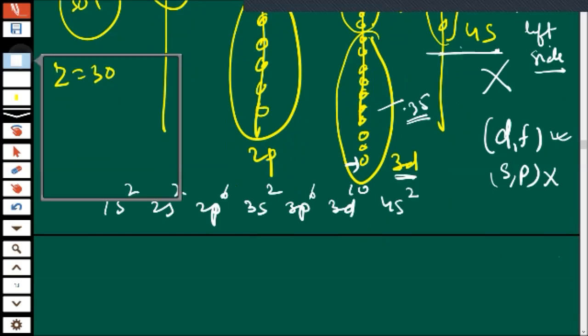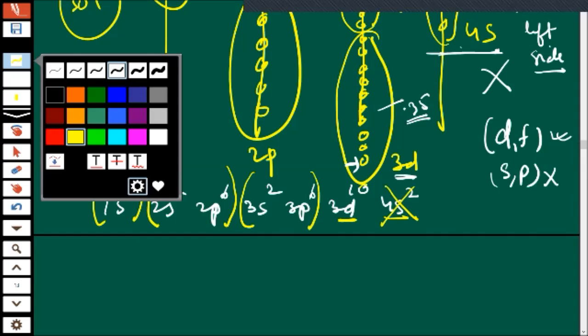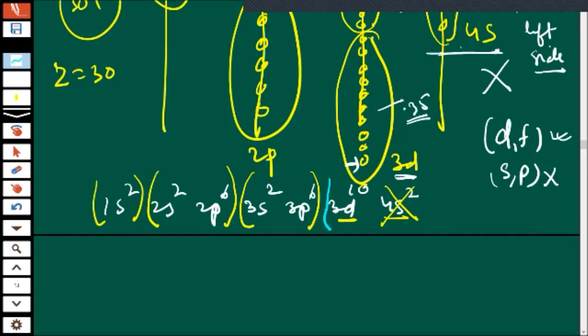Now I'm repeating. You just pay attention. See, this 4s2 electron will not protect this 3d electron. So we have cancelled it. And according to the group system, 1s group is there. This group is there. This group is there. And this group is there. This group is there. Okay, children.